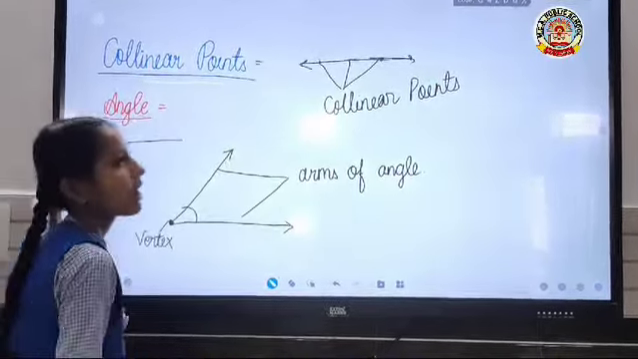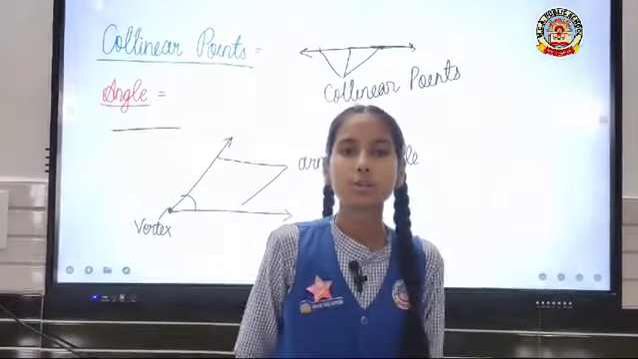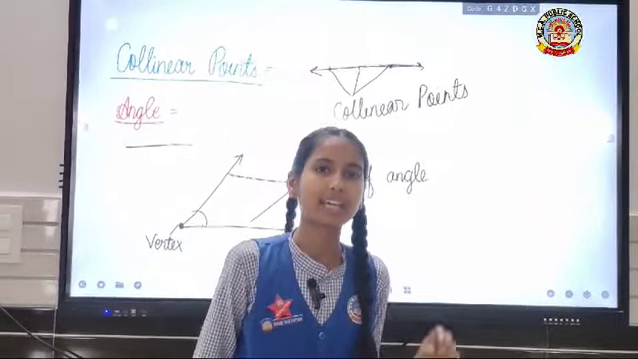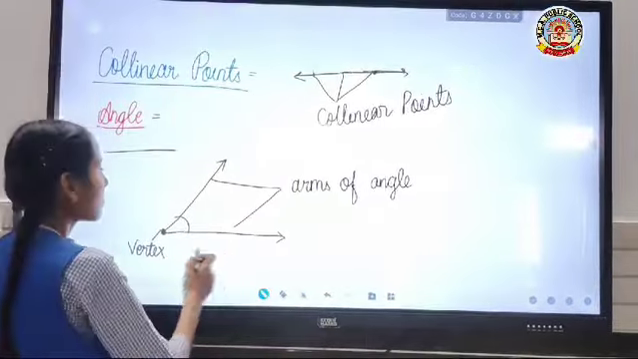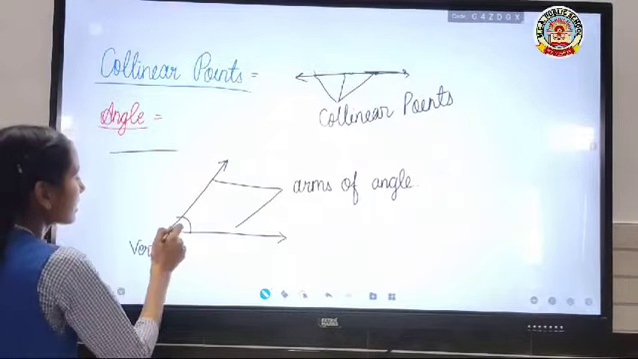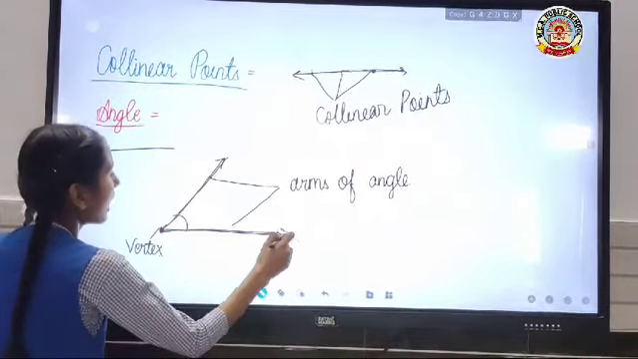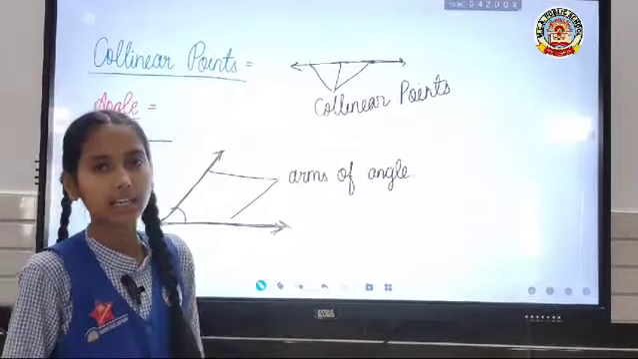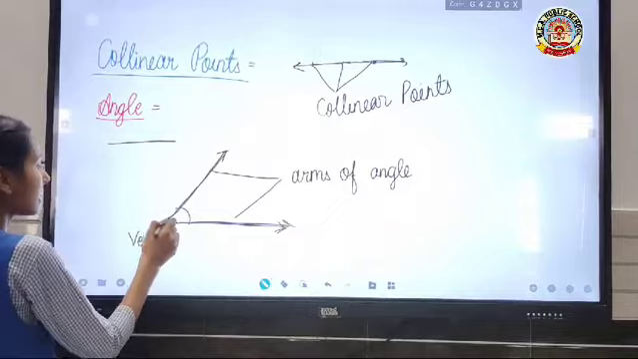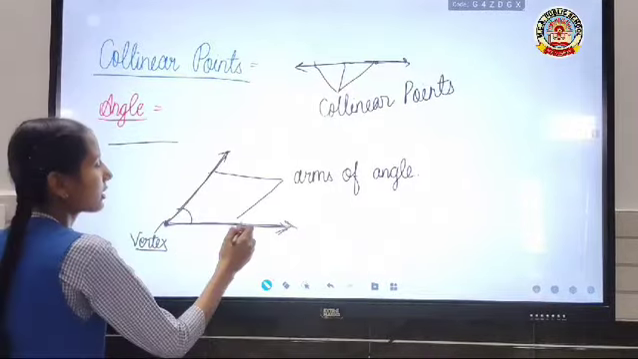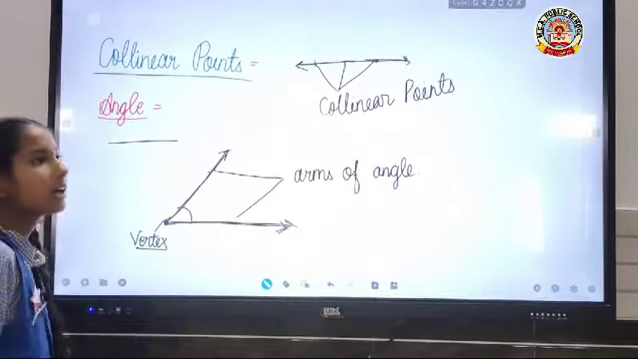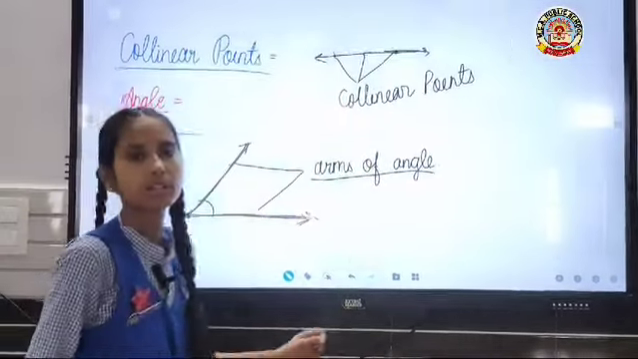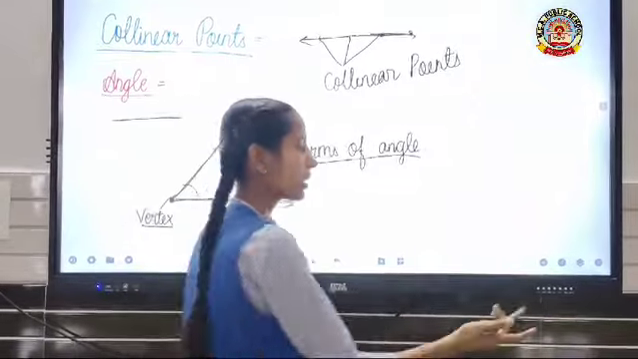Next is angle. What is an angle? If two or more rays originate from the same vertex or same initial point, then it is called an angle. For example, we have made a diagram. These are two arms and they are starting from the same initial point, that is called the vertex. The rays of the angle are called the arms of the angle, and the initial point is called the vertex of that angle.